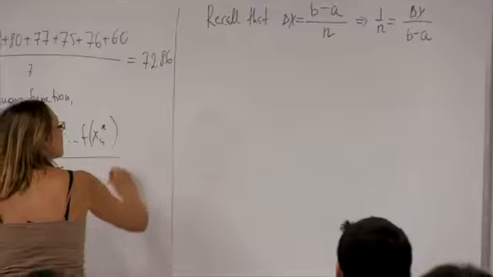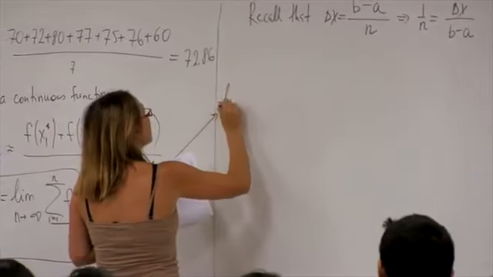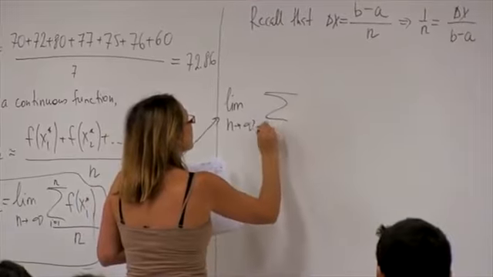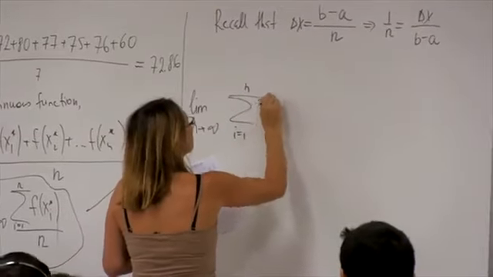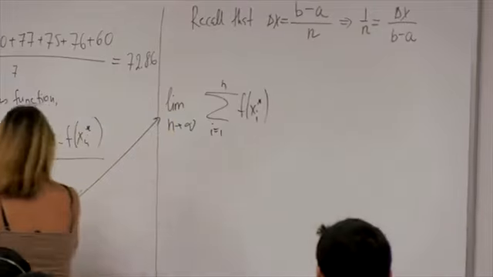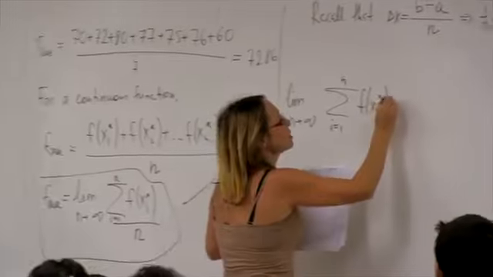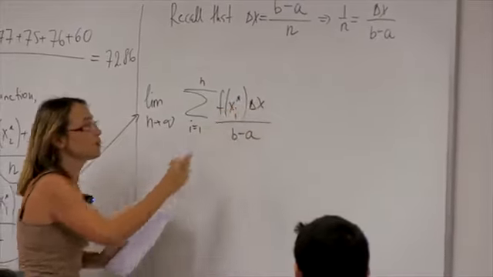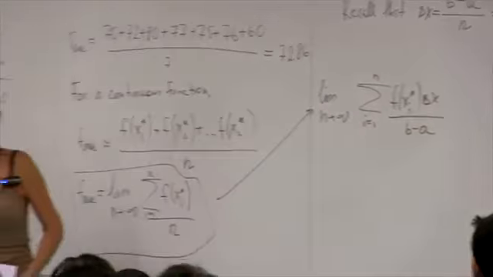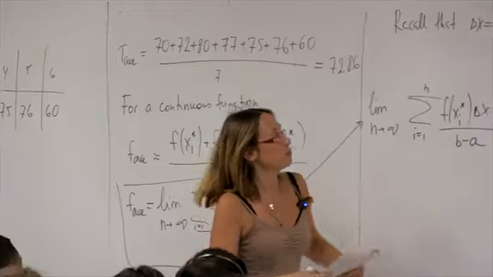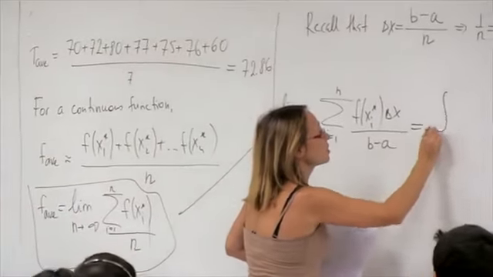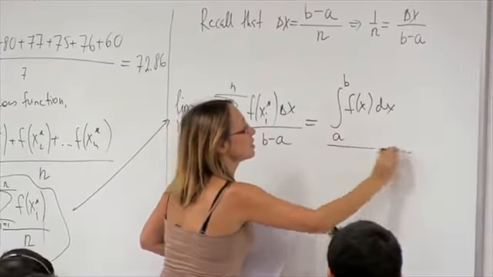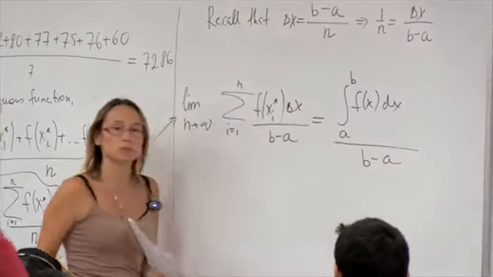So I'm going to rewrite this like this. The limit as n goes to infinity of the same thing. And instead of 1 over n, I put delta x divided by b minus a. So now I have everything that is in the integral, and I divide it by b minus a. So by definition, I rewrite it as an integral from a to b, f of x dx divided by the length of the interval.